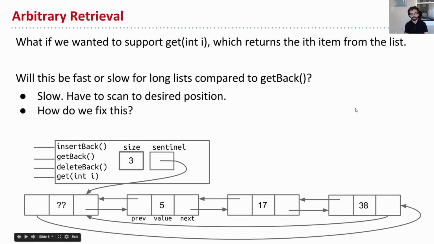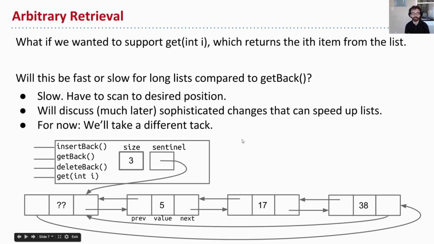Okay. Well, it's slow, right? As you can probably, hopefully see, because we have to scan to the desired position. Suppose we have a list that's 1 million items long, and we want item number 500,000. We're going to have to scan through the whole list. So how do we fix this?